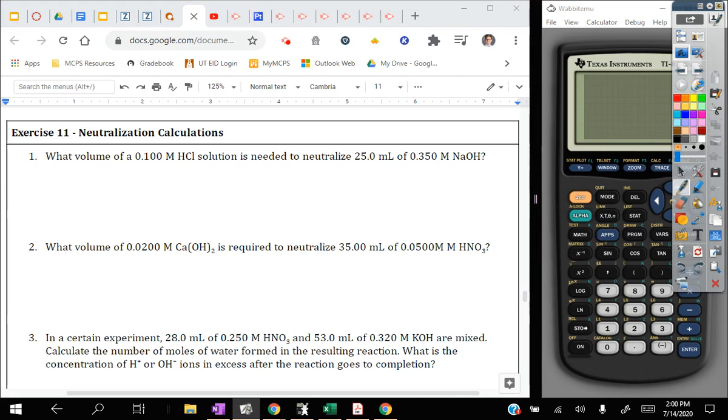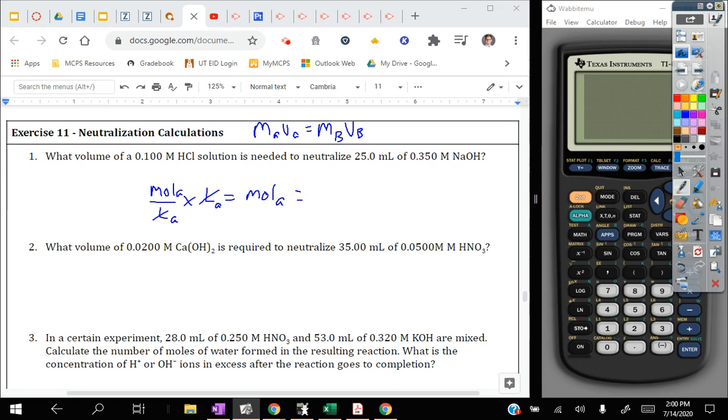For this, we need the formula that looks very similar to the dilution equation. MAVA equals MBVB. Now, before we can jump into this calculation, I'd like to talk about the units for a minute. The units for molarity is moles per liter. When you multiply a volume in liters by that, liters cancels and you are left with moles. So if we say moles of acid and liters of acid here, then when we multiply, we are left with just moles of acid.